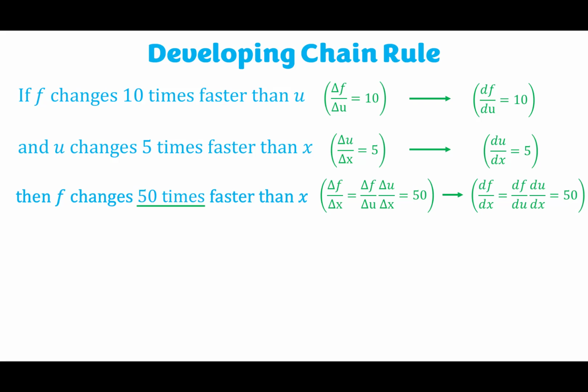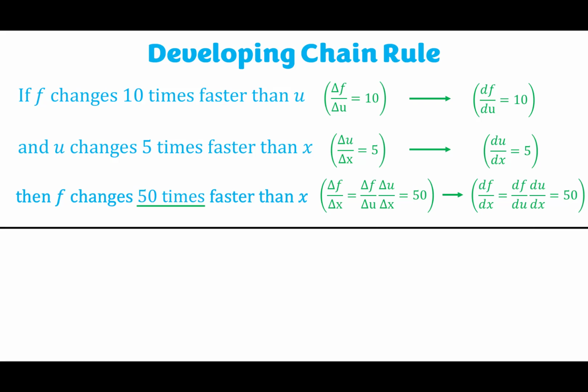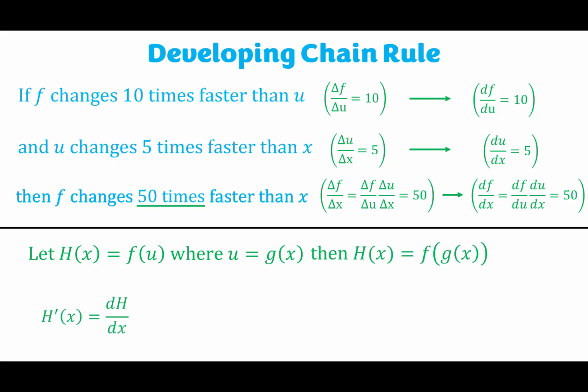We almost have chain rule here, but we've got to use our notation with functions. So let h of x equal f of u, where u is equal to g of x, just like before, because if u is equal to g of x, then f of u is f of g of x. Alright, we want to take the derivative of h with respect to x. Right? That's our whole goal for this video, because we don't know how to take the derivative of a composition of functions. And h is a composition of functions.